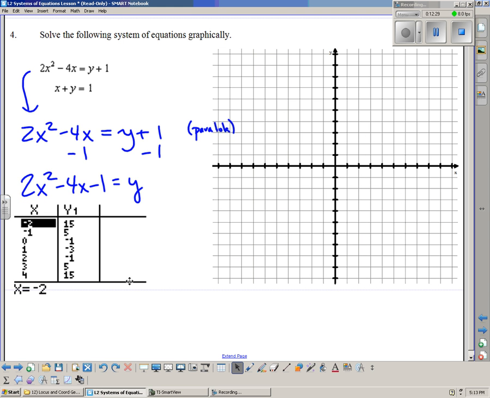I'll just drag. I get to do that. But you have to copy this down. For the parabola, this is the work. You must copy the table. Otherwise, you don't get the points for that. That's the work that you do in the calculator to get the points for the parabola.